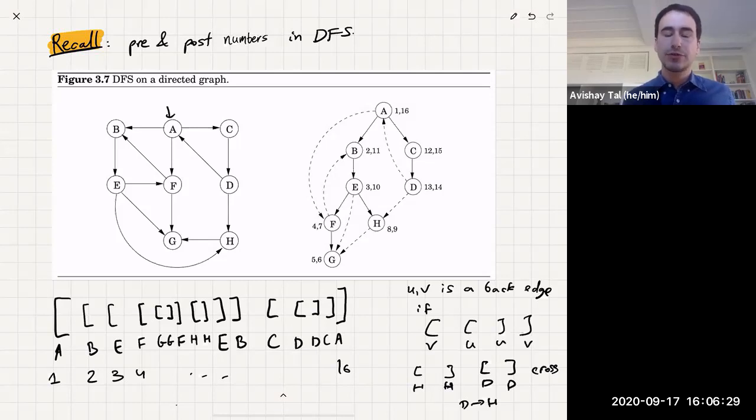If there was an edge from H to D, then this would not be the structure of the tree, right? Because when we develop H, we would see that D is actually reachable, but was not visited before. So we would have D here below. So therefore, no, we cannot have a cross edge in the opposite direction. Okay, thank you.